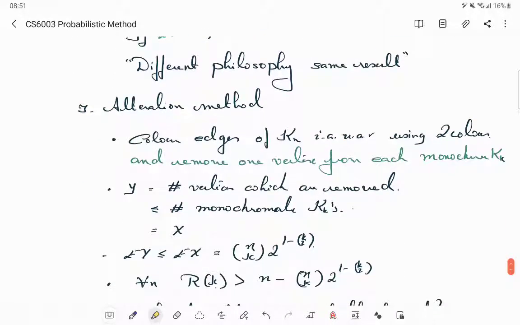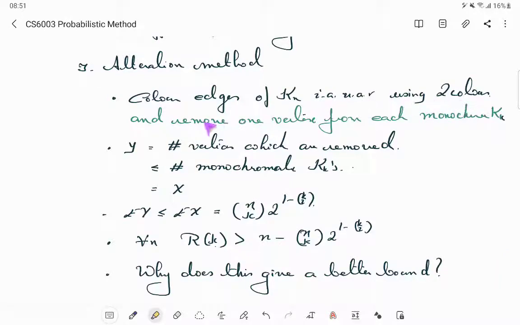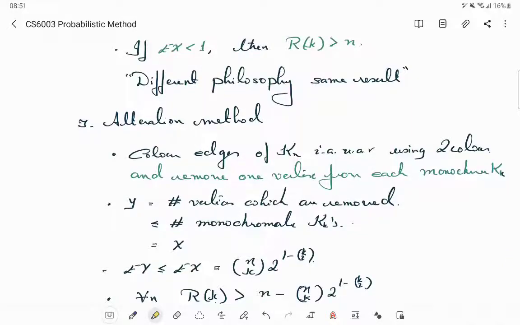But when it comes to the alteration method, the method we already saw, it's the same coloring plus this extra step of removing one vertex from each monochromatic K_k. And now let's say what is Y, the number of vertices which have to be removed. This can be upper bounded by the number of monochromatic K_k's. By the way, if you got confused, suppose instead of a monochromatic K_k, your random coloring threw a monochromatic K_(k+1). Then you may wonder whether deleting one vertex will be enough. But within this monochromatic K_(k+1), your count for the number of monochromatic K_k's will be k+1, because removing each vertex will still leave a monochromatic K_k. So in fact you have enough budget to delete k+1 vertices from such cliques. So that's not a problem.